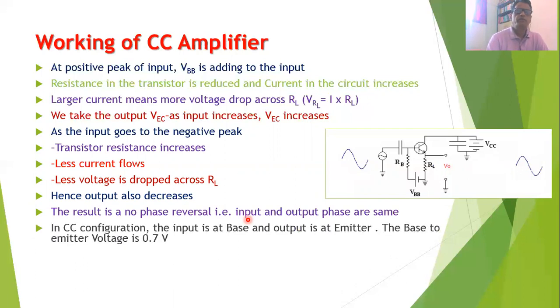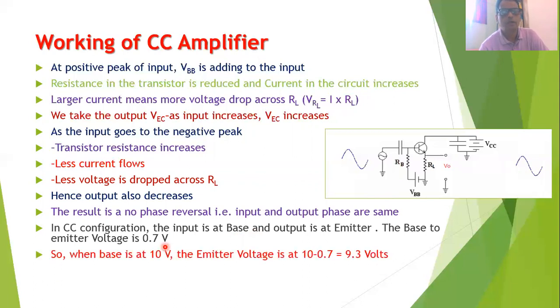In CC configuration, you will find that the input is applied at the base and the output is taken at the emitter. When you check the base to emitter voltage, you will find that this junction is forward biased, and therefore this voltage can be assumed equal to 0.7 volt. So when the base is at 10 volt, say for example, we are considering a case when the base voltage is at 10 volt, then the emitter voltage in this case will be 10 minus 0.7, that is equal to 9.3 volt.